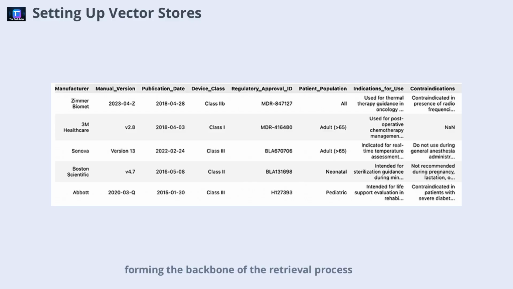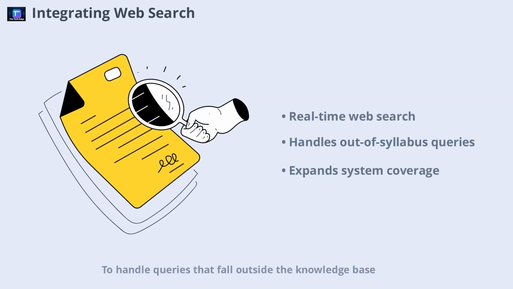To handle queries that fall outside the knowledge base, the system integrates SerperAPI for web search. This API provides Google search results in real time, allowing the Agentic RAG to fetch up-to-date information when needed. By combining internal datasets with external web search, the system ensures comprehensive coverage and the ability to answer even the most unexpected questions.